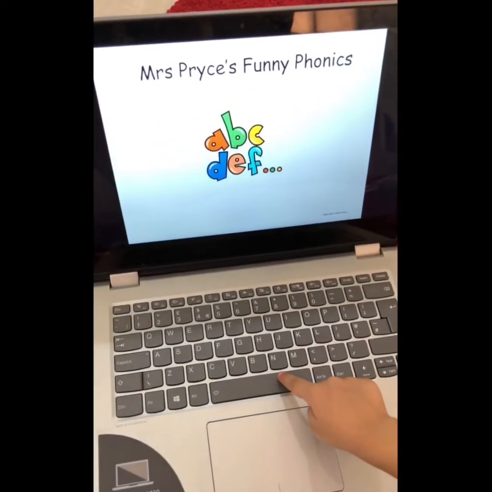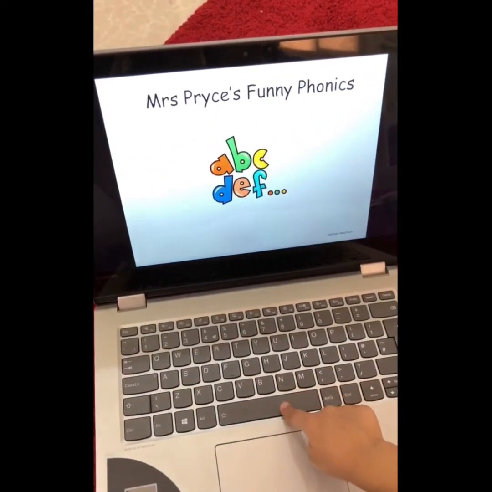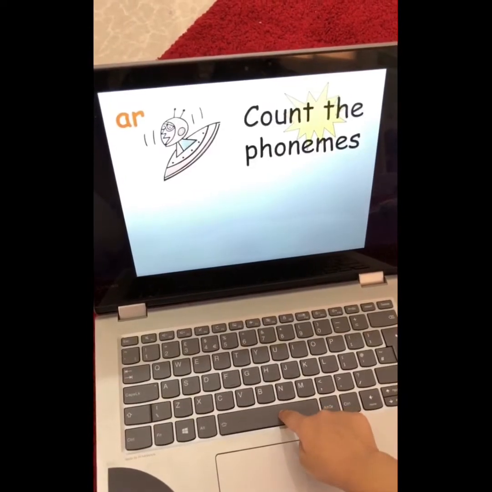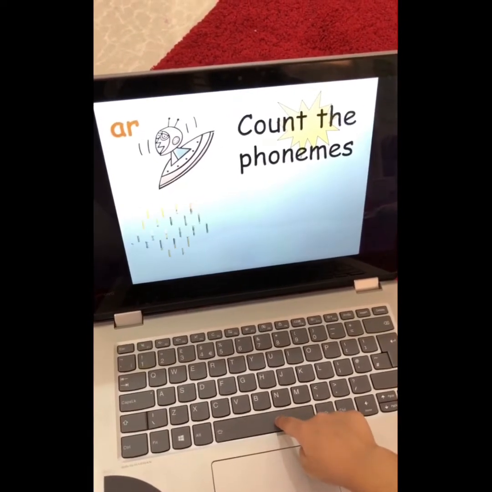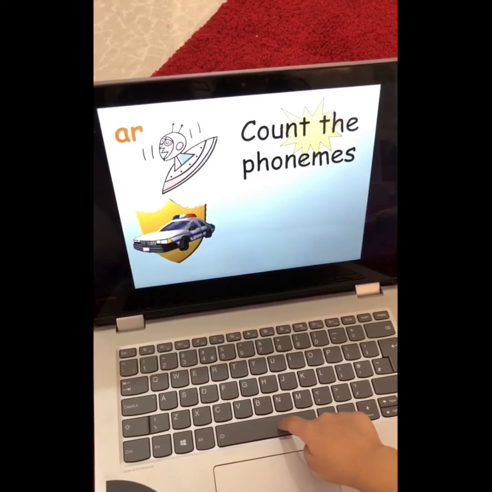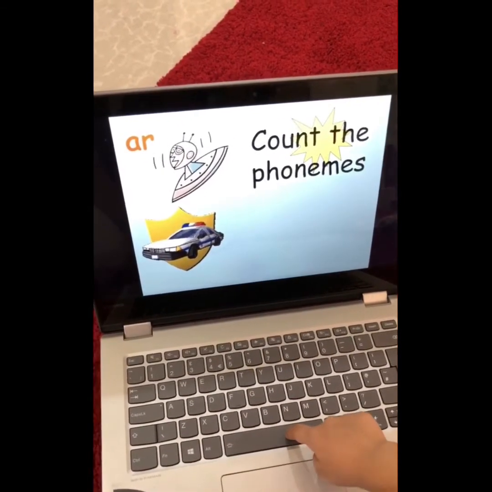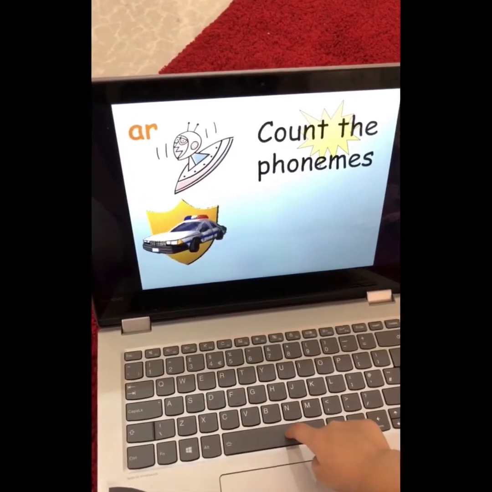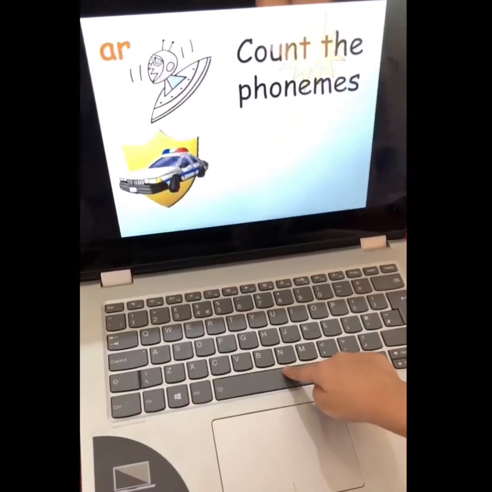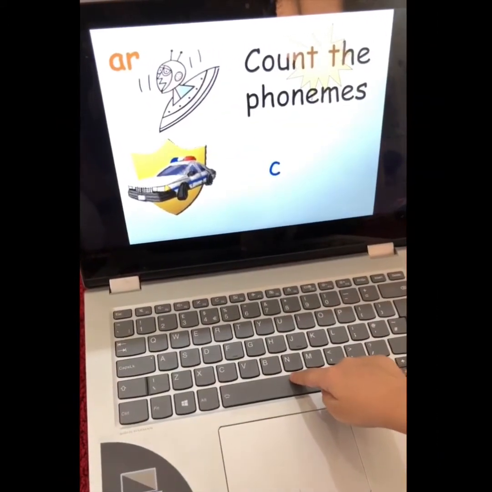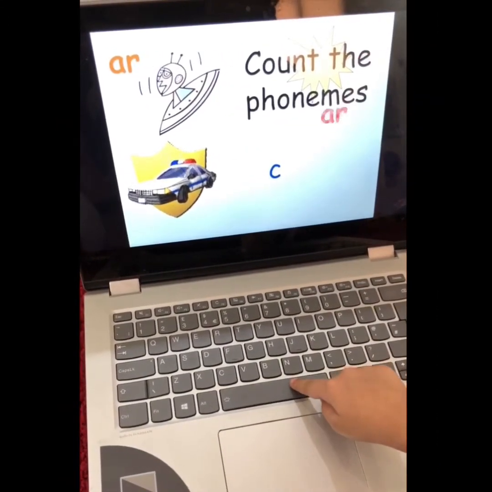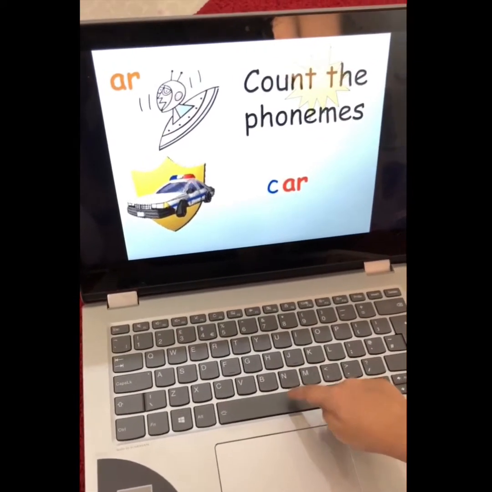Okay, Amara's back to help. Can you press the space bar? And, oh, wow, okay, let's see the picture. Count the phonemes. What's that? Car. And how would we spell it? What are the sounds? K, yeah. And R. Oh, you got it right, well done.